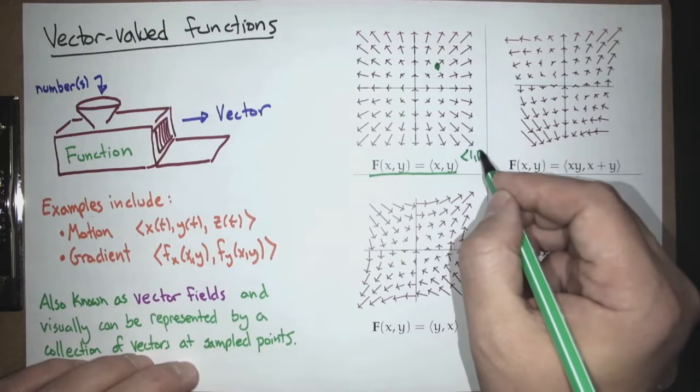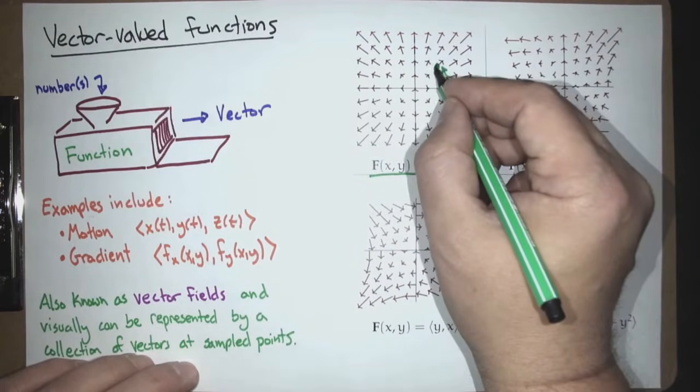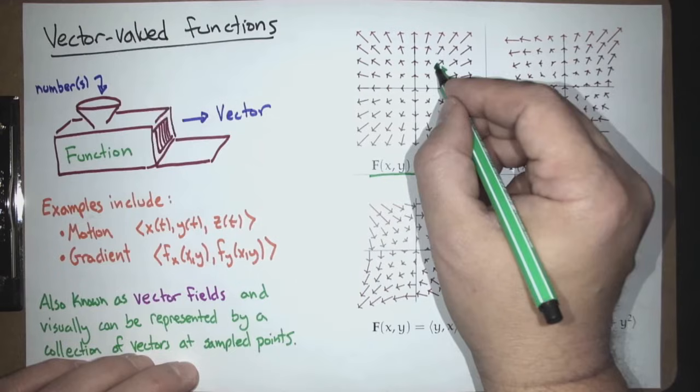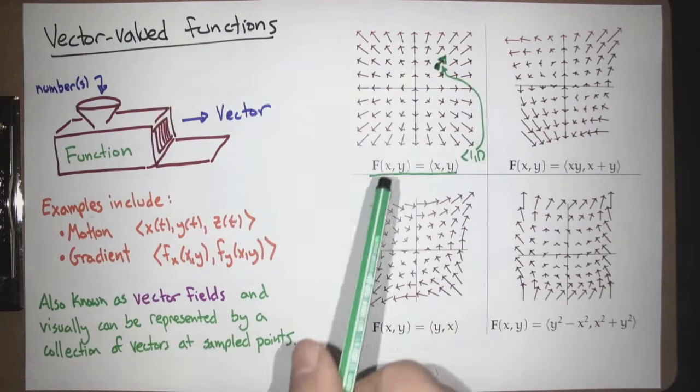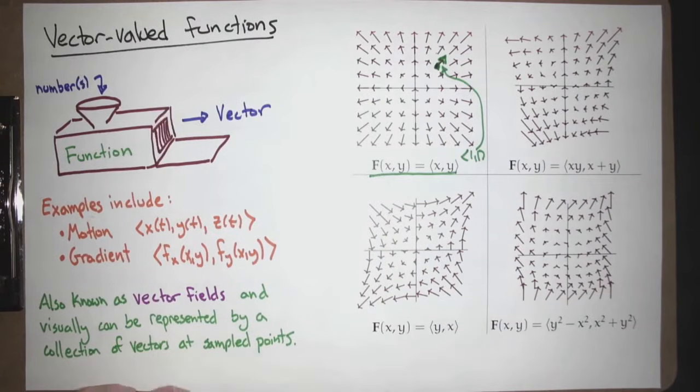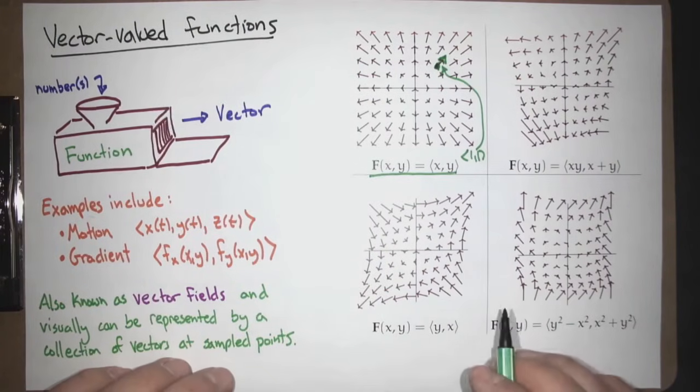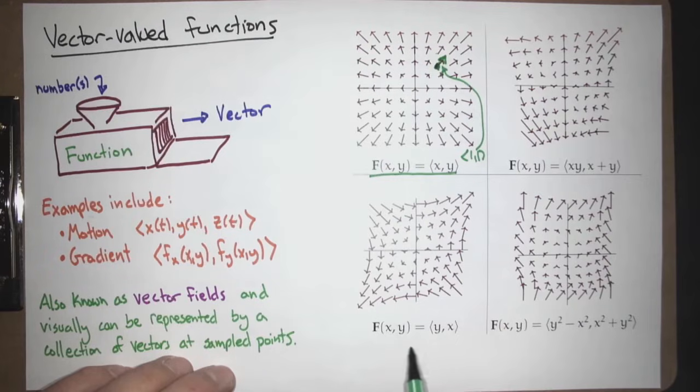Would be 1, 1. Well, that says go 1 in the x direction, 1 in the y direction, so your point in that direction. So what you're doing is you're collecting these vectors. Now, maybe we'll try something a little bit more exotic. Well, let's suppose we're down here.